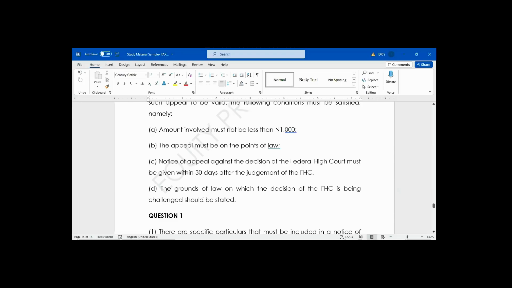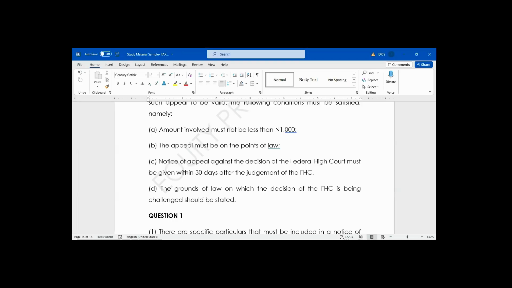After the Court of Appeal makes judgment, if you are not satisfied, you can proceed to where? After the Court of Appeal, where do you proceed to? Supreme Court. From the Supreme Court, you don't have anywhere to go again. You accept and leave the case for who? For God. Do you understand?